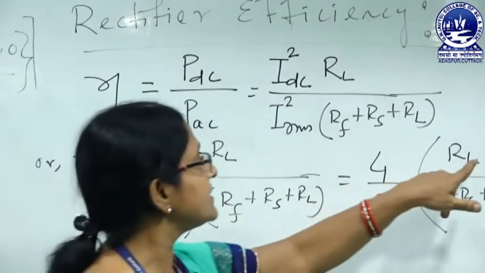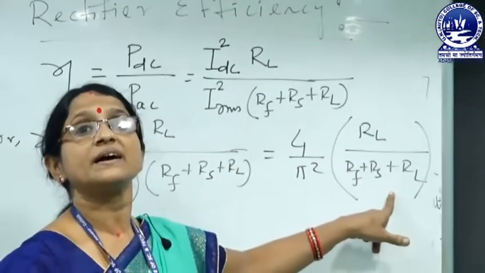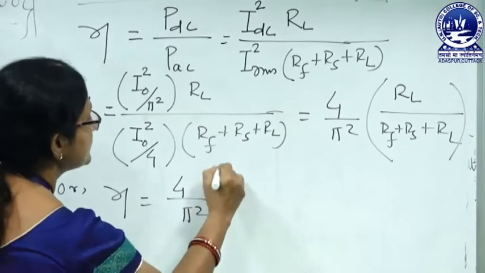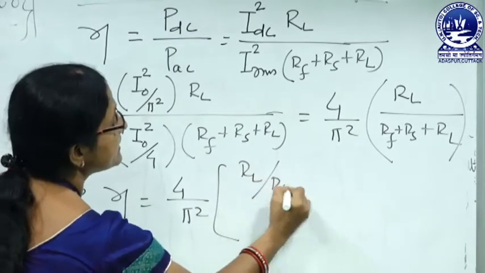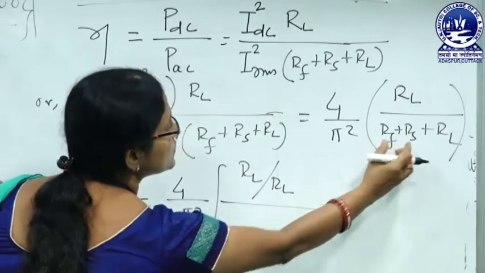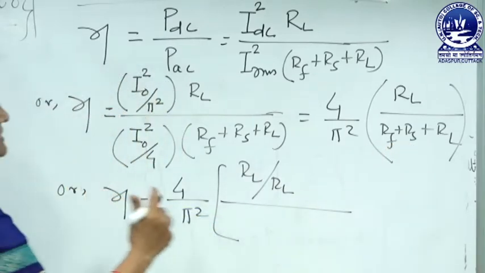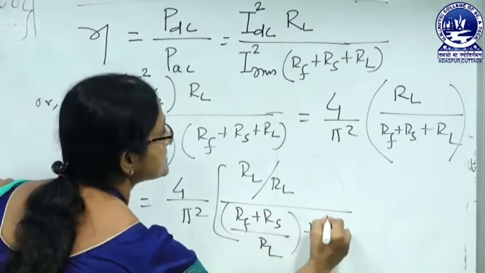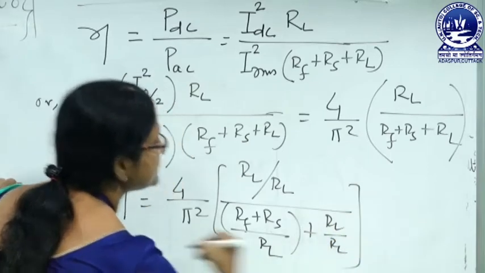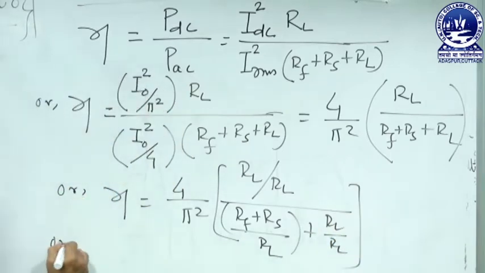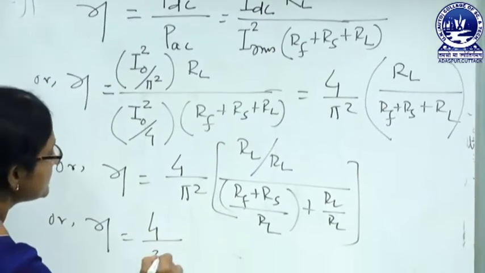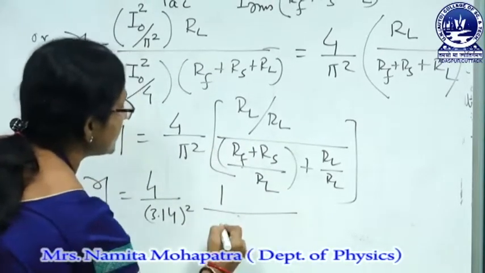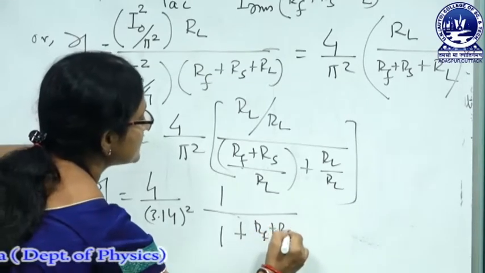Now we divide numerator and denominator by R_L, so eta equals 4 by pi squared, R_L divided by R_L in the numerator. Since these two terms are for input resistance, they are in one part: R_S by R_L plus R_L by R_L. So what result comes? Eta equals 4 by pi squared, where pi is 3.14, so this is 1 divided by (1 plus (R_F plus R_S) by R_L).